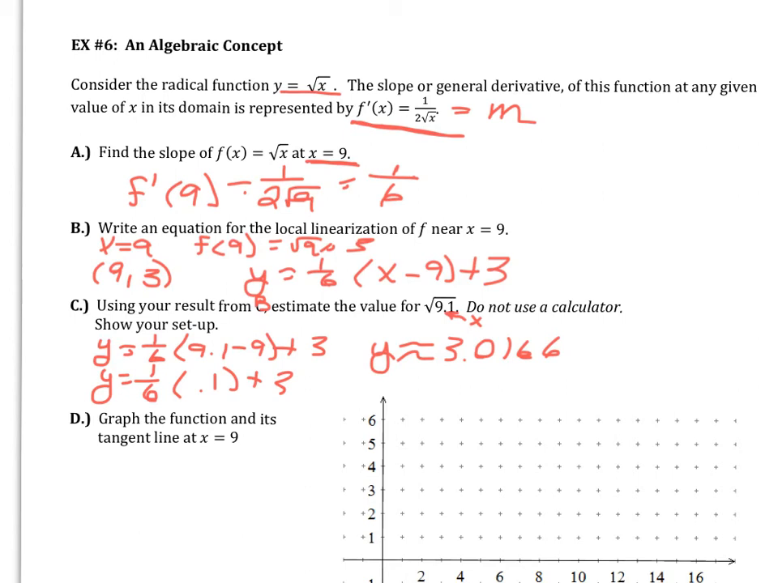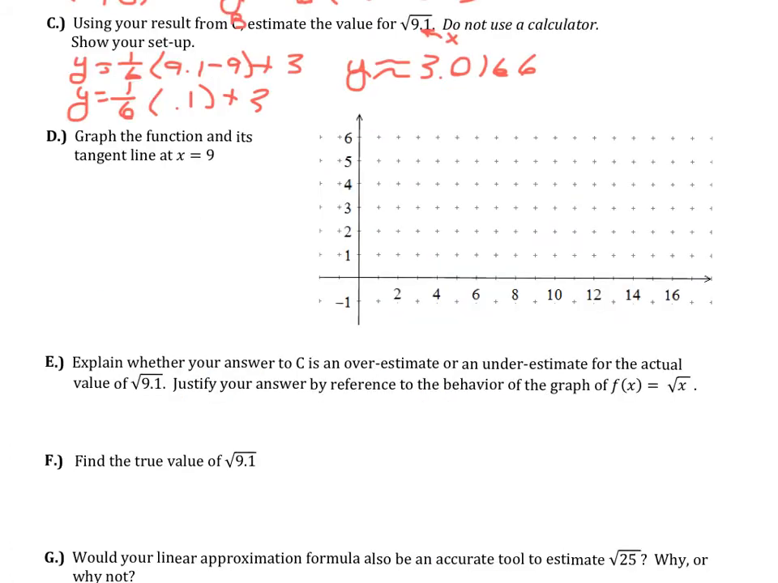All right, so now it says graph the function and its tangent line at x equals 9. Let's graph the function first. So our function is f at x equals the square root of x. So at 0, it's 0. At 1, it's 1. At 4, it's 2. At 9, it's 3, and we can do 16, it's 4. So here is the graph of our function.